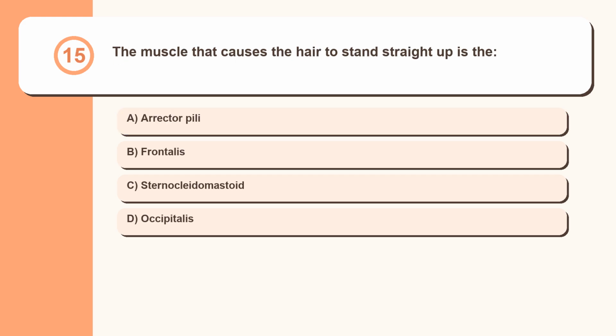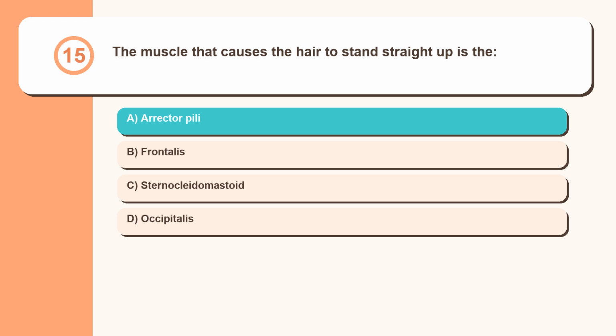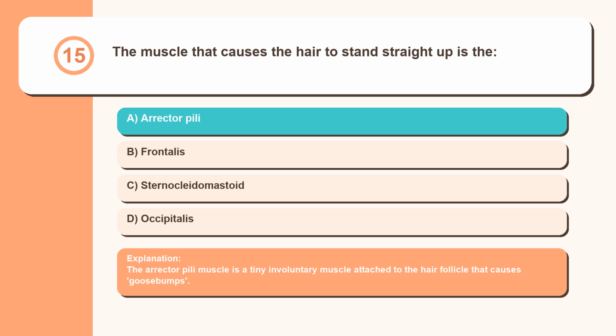Question 15. The muscle that causes the hair to stand straight up is the erector pili, frontalis, sternocleidomastoid, occipitalis. The erector pili muscle is a tiny involuntary muscle attached to the hair follicle that causes goosebumps.